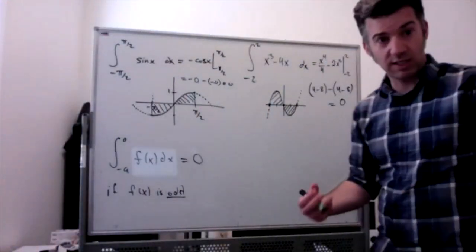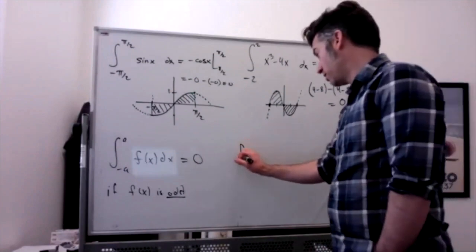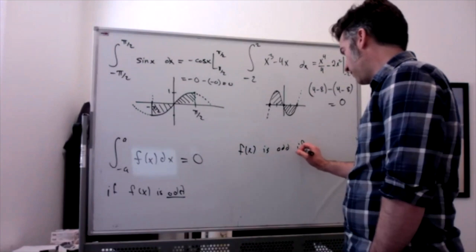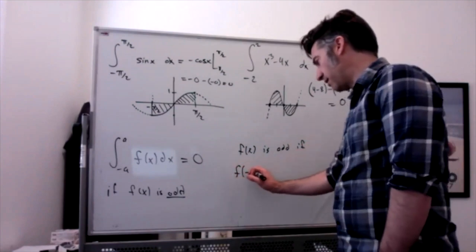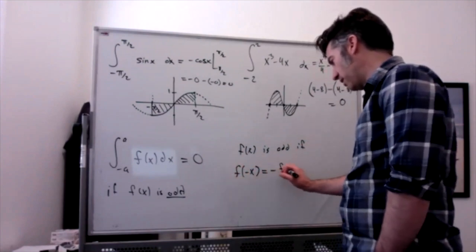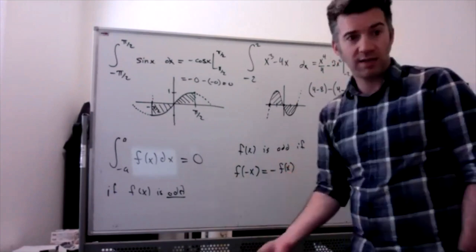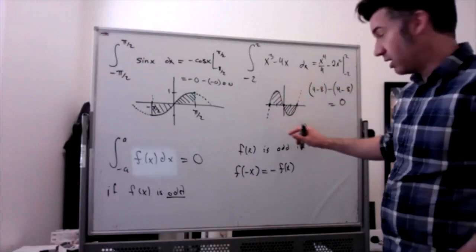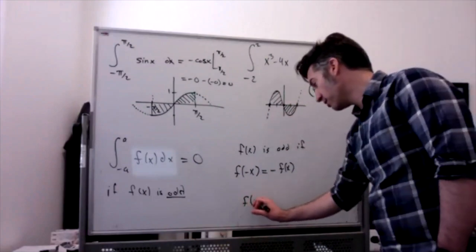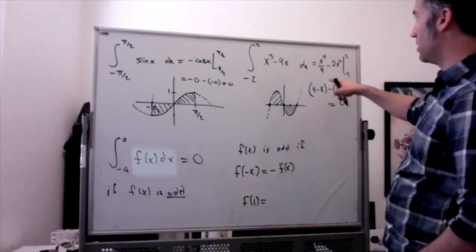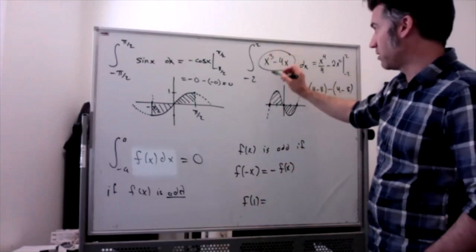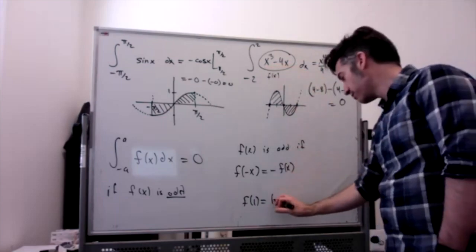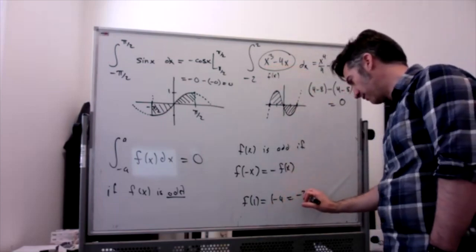And how do you check to see if a function is odd? f of x is odd if f of negative x is equal to negative f of x. Or as I like to think of it, for example, in this function here, if this is my function f of x, f of 1 is going to be 1 minus 4, which is negative 3.